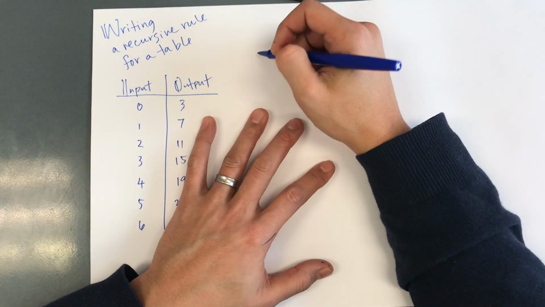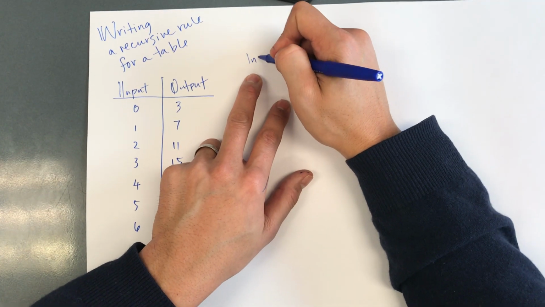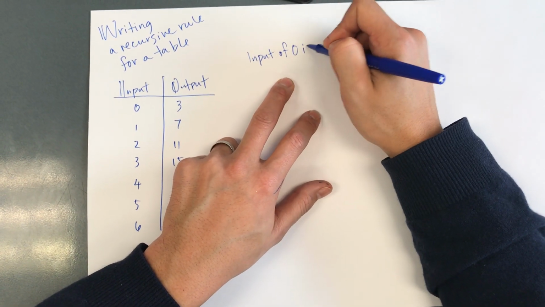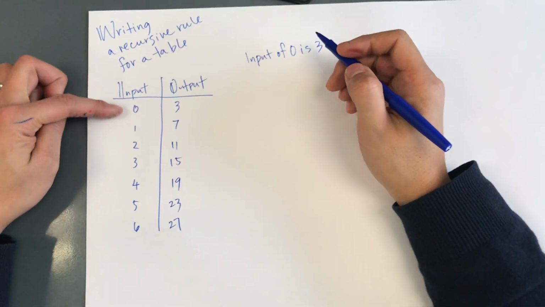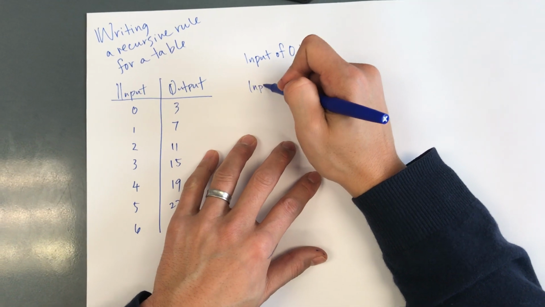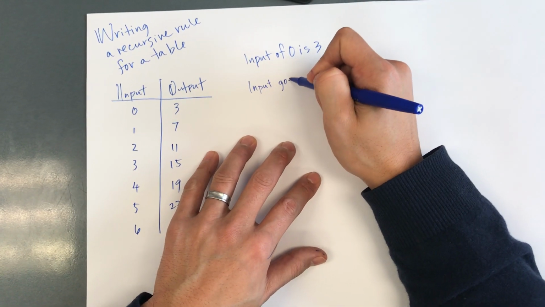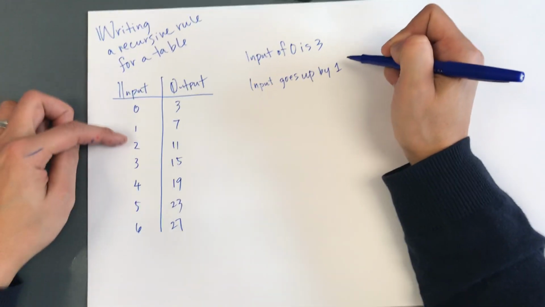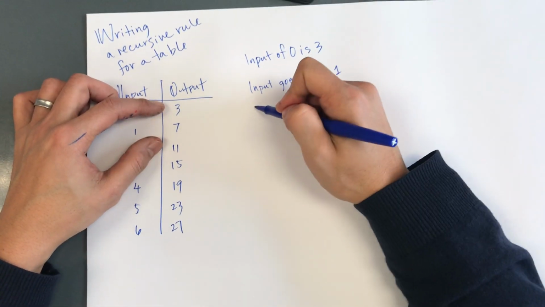So let's write it down. Input of 0 is 3. And then what do you notice here, right? What do you notice about the output? Input goes up by 1, right? How about the output?